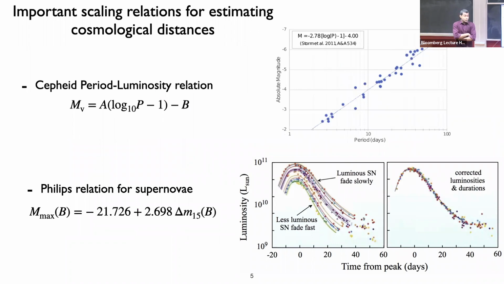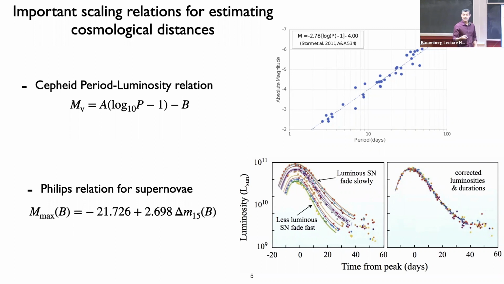Okay, then going to some important scaling relations which are used in cosmology. One that a lot of people have heard about is the Cepheid period-luminosity relation. People have found that the absolute luminosity of a Cepheid is almost a power law function of the log of its period. This is used to find distances to Cepheids, and then we can infer the late-time cosmological universe from relations like these.